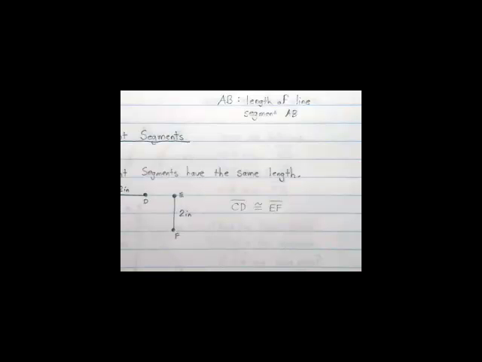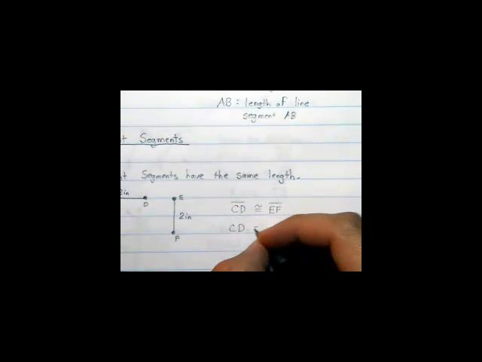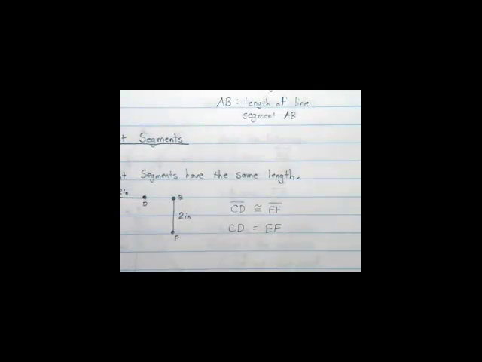So that statement reads, line segment CD is congruent to line segment EF. Now another statement, which is also true, but is not exactly the same thing, would be that the length of CD is equal to the length of EF. Remember, no bar means length of. So the length of CD is equal, not congruent, equal to the length of EF.